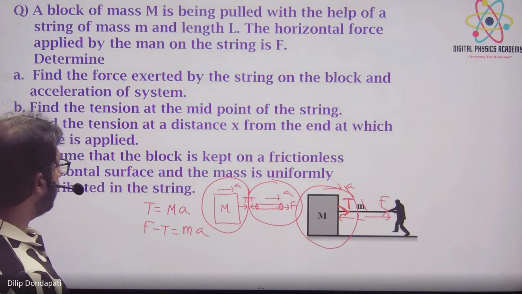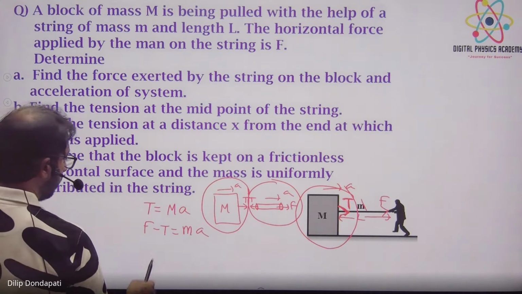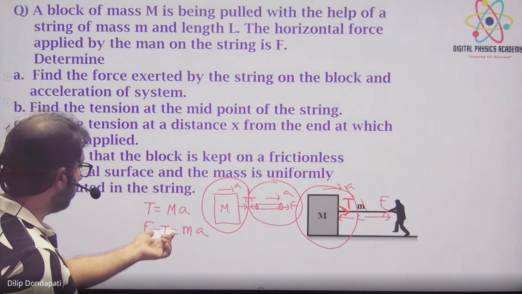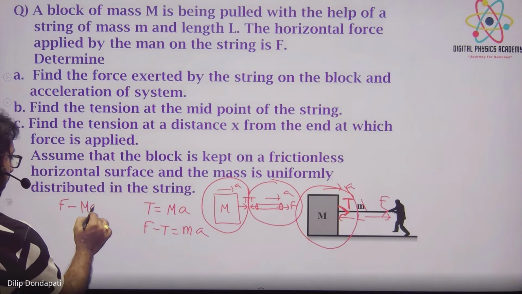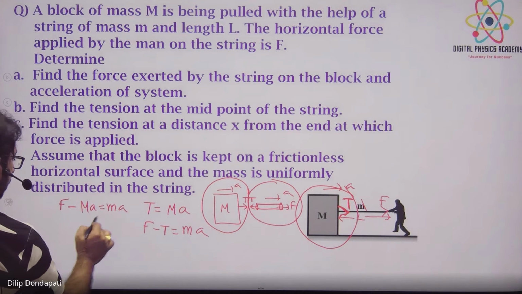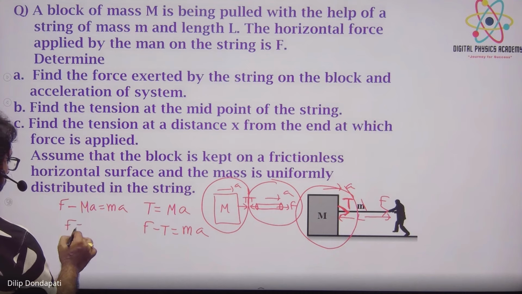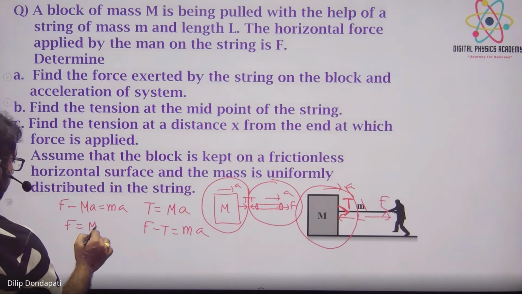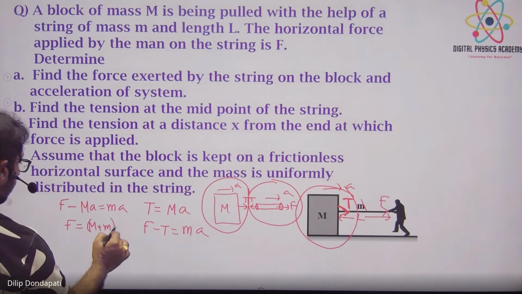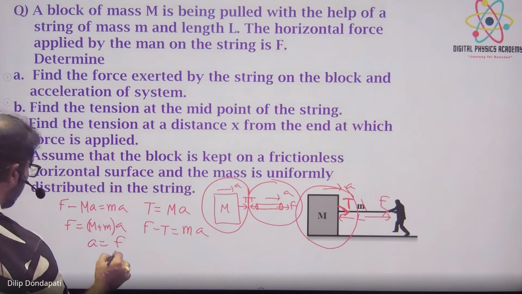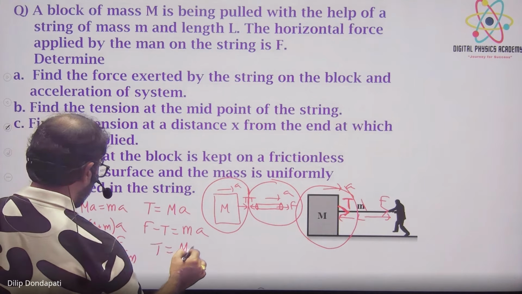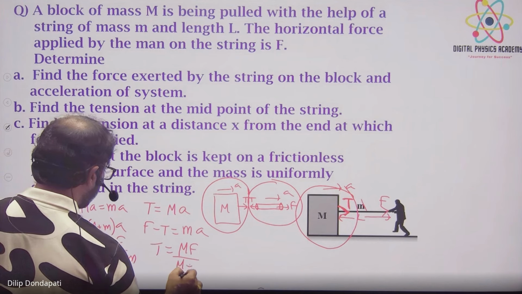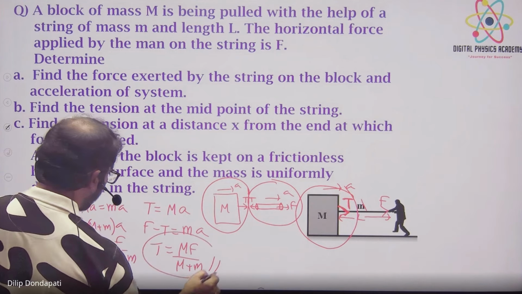Now, trying to find the tension, what is a? Substitute this in place of T. So F minus capital M a is equal to small m a. So F is equal to capital M plus small m, into a. So a is equal to F by M plus m. Now substitute this acceleration here. So tension is equal to M into F by capital M plus small m. This is the first answer.